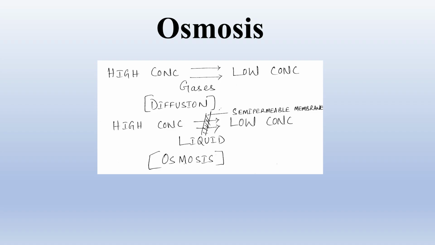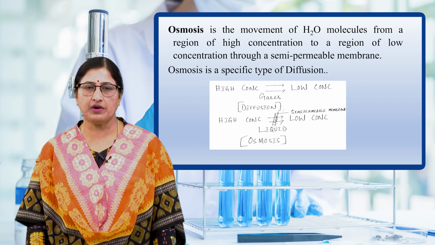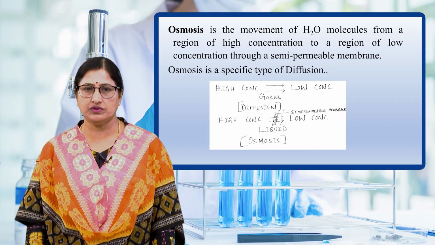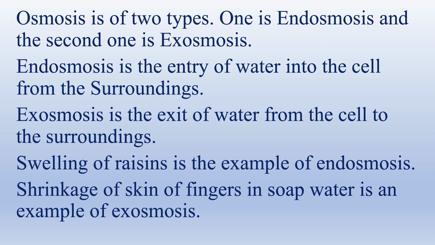Now, let us learn about osmosis. Osmosis is the movement of water molecules from a region of high concentration to a region of low concentration through a semi-permeable membrane. Osmosis is a specific type of diffusion. Children, see, high concentration to low concentration movement of gases usually is diffusion. When we are talking about osmosis, movement of solvent molecules takes place from high concentration to low concentration through a semi-permeable membrane. Now, osmosis is of two types.